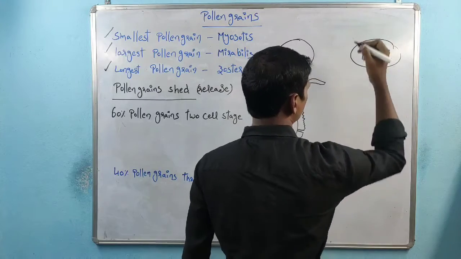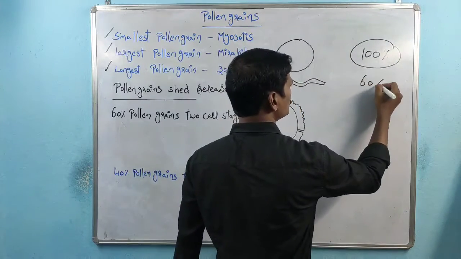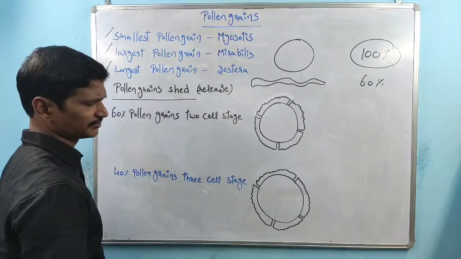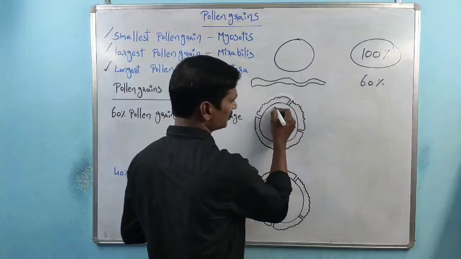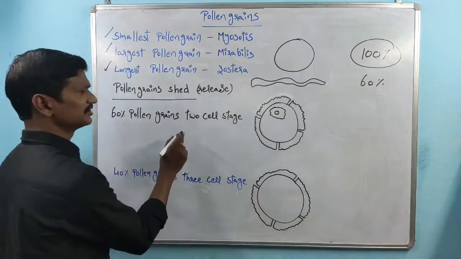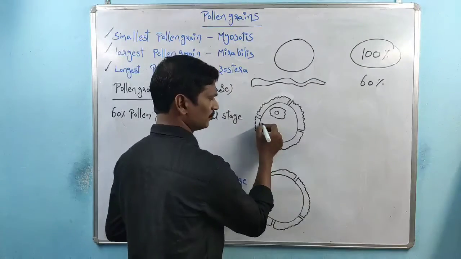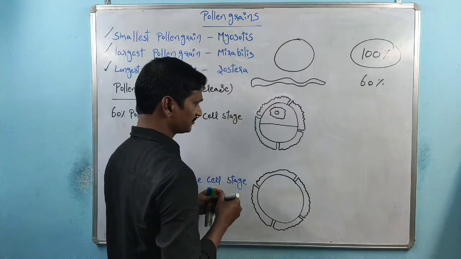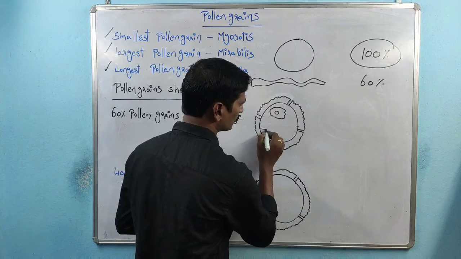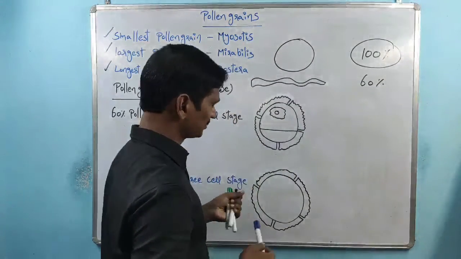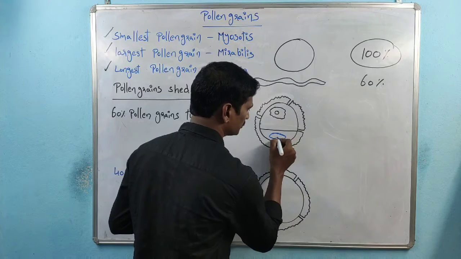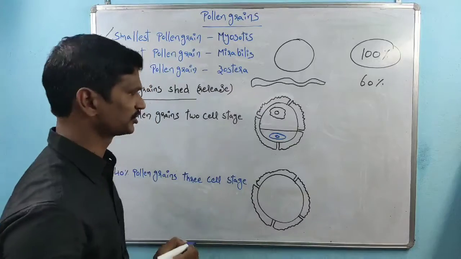See, total plants produce pollen grains, 100%. In that, the very first case is 60% of the pollen grains released in two cell stage. That is, one large nucleus is present. See, this is the nucleus, this is one cell, and this is another cell. In this case, this is the spindle-shaped nucleus.